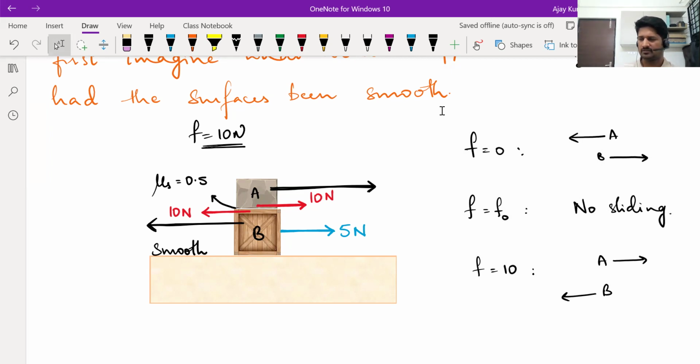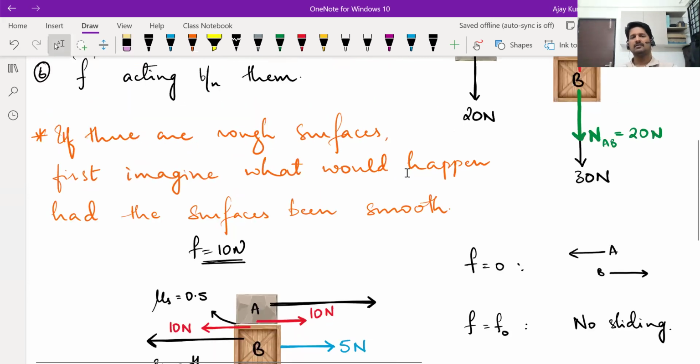The other day we visualized the phone on the book. If you pull the lower object gently, they'll slide together. But if you pull the lower object with a lot of force, they will not be able to slide together. So now we have to find out what exactly will happen. We have to find out whether 5 newtons is a gentle force or too much of a force for these blocks.